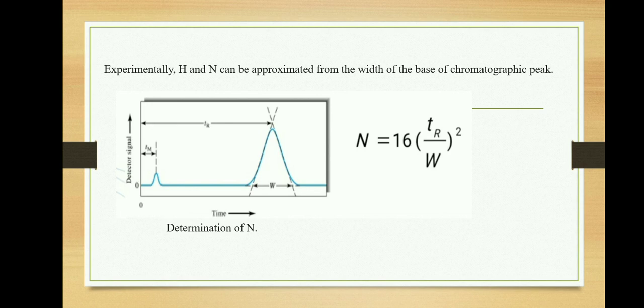Experimental H and N can be approximated from the width of the base of the chromatographic peak. N is equal to 16 (tR divided by W) the whole squared. You can see in the graph, tangents are drawn at the points on the two sides of the peak, then extended to form a triangle from the baseline.